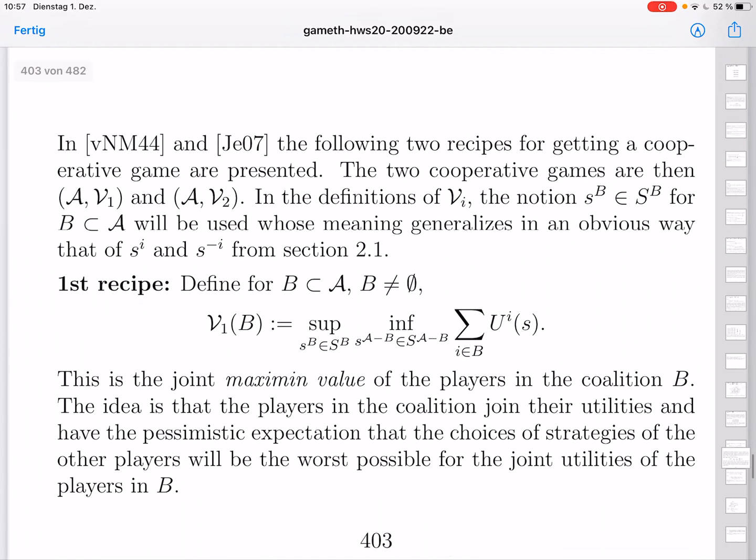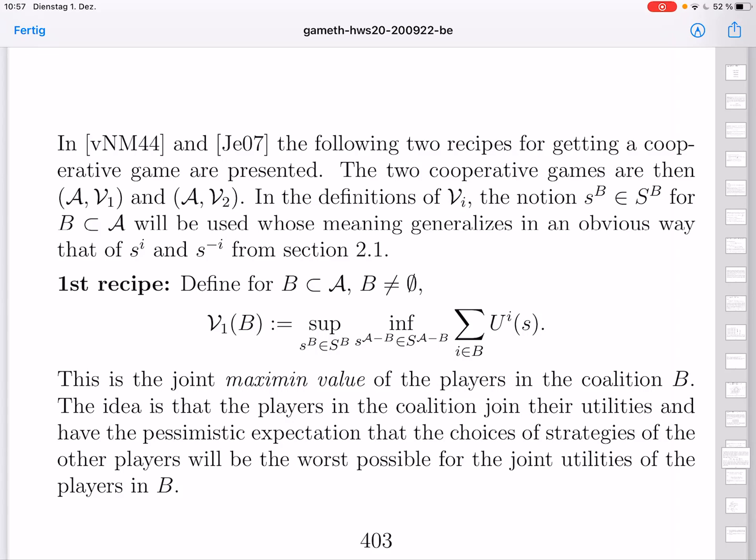So now the following 2 recipes had been considered by von Neumann and Morgenstern and by Jäger to get a cooperative game out of this situation. I call the two corresponding cooperative games V1 and V2. And I will use some notation which is generally known. So S^B, for B a coalition, means a partial strategy combination, partial namely the strategies for the players in the set B. So a whole strategy combination then splits into S_B and S_{-B}, the part for the players in the subset B and the part for the players outside the subset B.